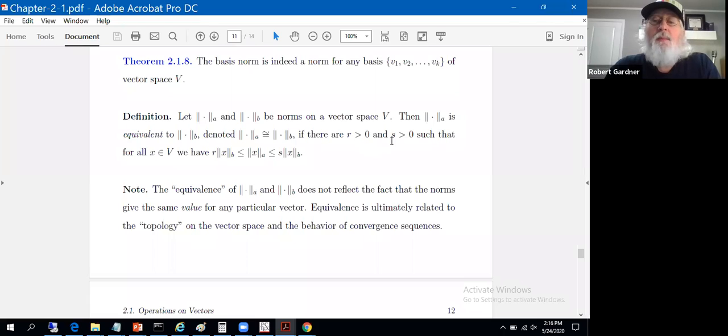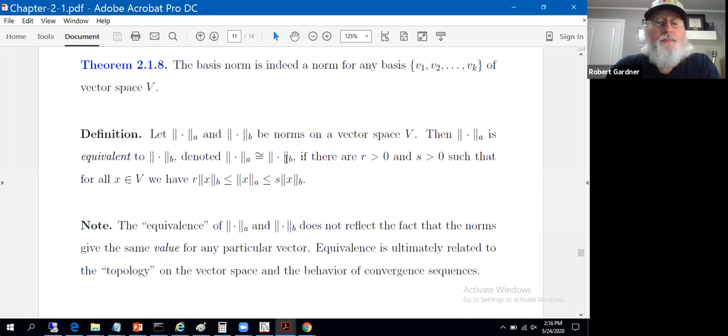This holds if there are positive scalars r and s such that for every vector x in the vector space, we have the B norm of x times r is less than or equal to the A norm of x, which is less than or equal to the B norm of x times s. So we've got this A norm of x sandwiched, in a sense, between these two B norms, with some positive constants r and s that establish this.